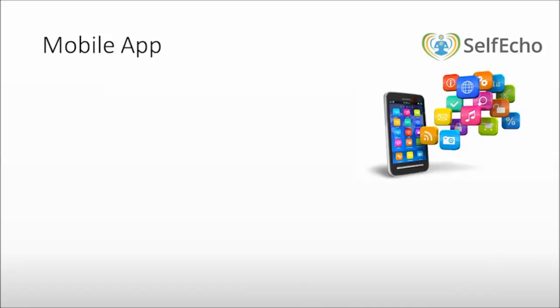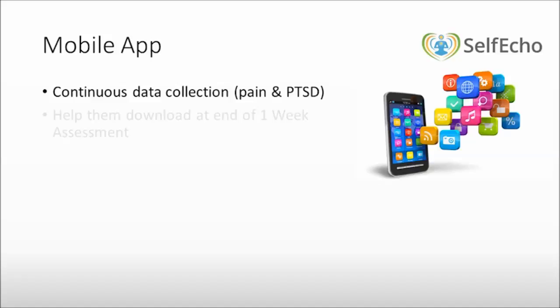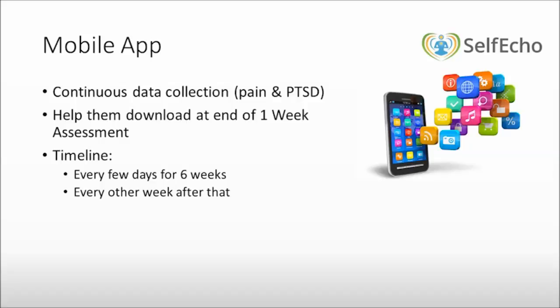At this time point, there's also a mobile app procedure where we'll ask continuous questions between follow-up visits about pain and PTSD. This is something that will not be rolled out in the very beginning of the study, but you'll get more information about it later. For now, just know that the person will get information about the study at the end of the 1 week assessment, and if they voluntarily choose to participate in this part of the study, they'll get assessments every few days for 6 weeks and every other week after that.